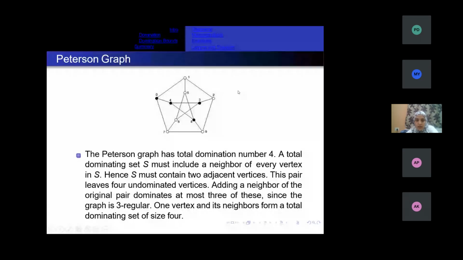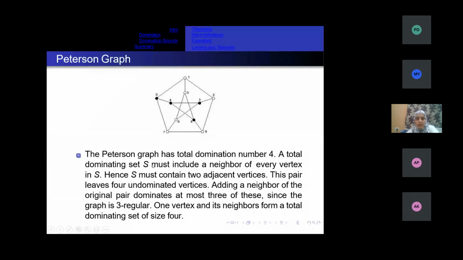So here in this Peterson graph, we can say gamma of t is equal to 4. The cardinality is 4. 1, 2, 3, 4 vertices are in the set. So we say that gamma of t is equal to 4. So here the Peterson graph has a total domination number of 4.